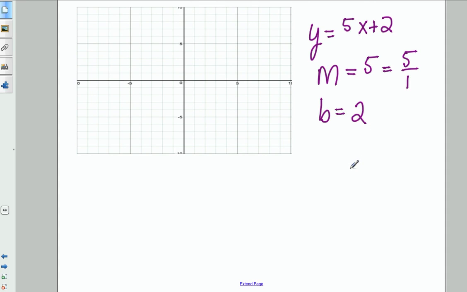So Seth, where do I start my line? No. 2. You start at 2. What does that mean? I go to the middle and I go up to 2 because 2 is where it crosses the y-axis. All right, Logan, what do I do now?